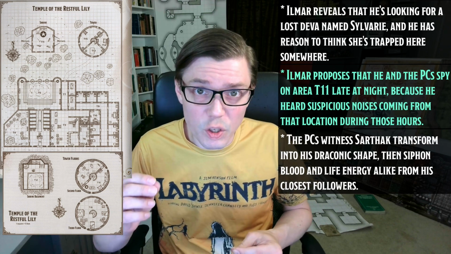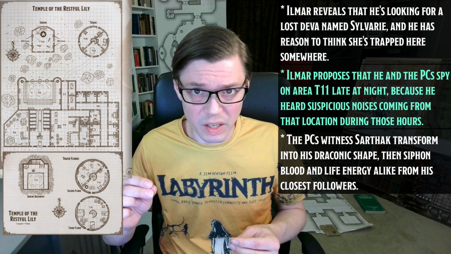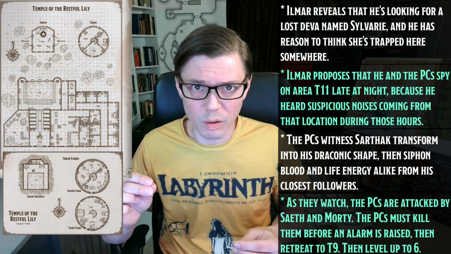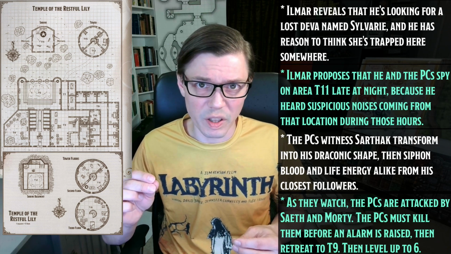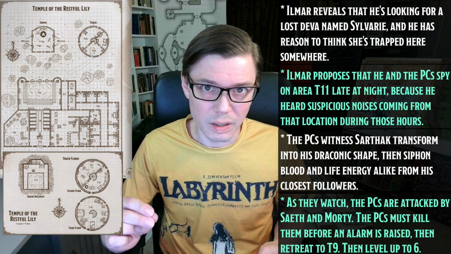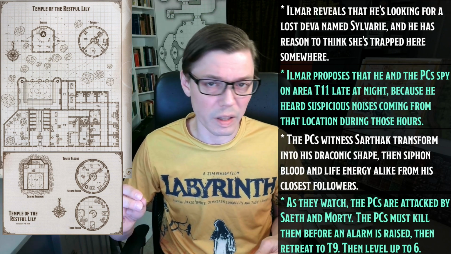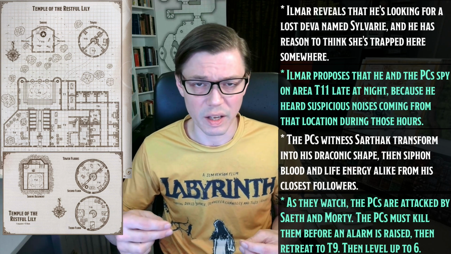Now, as the ritual is just about to conclude, the PCs are interrupted. Saith, the disguised Cambion, and Morty, the Hellhound, have both spotted the PCs along with Ilmar and are going to attack them. It's up to the PCs to silence their two attackers before they can raise the alarm. Then they can retreat back to their rooms in Area T9.